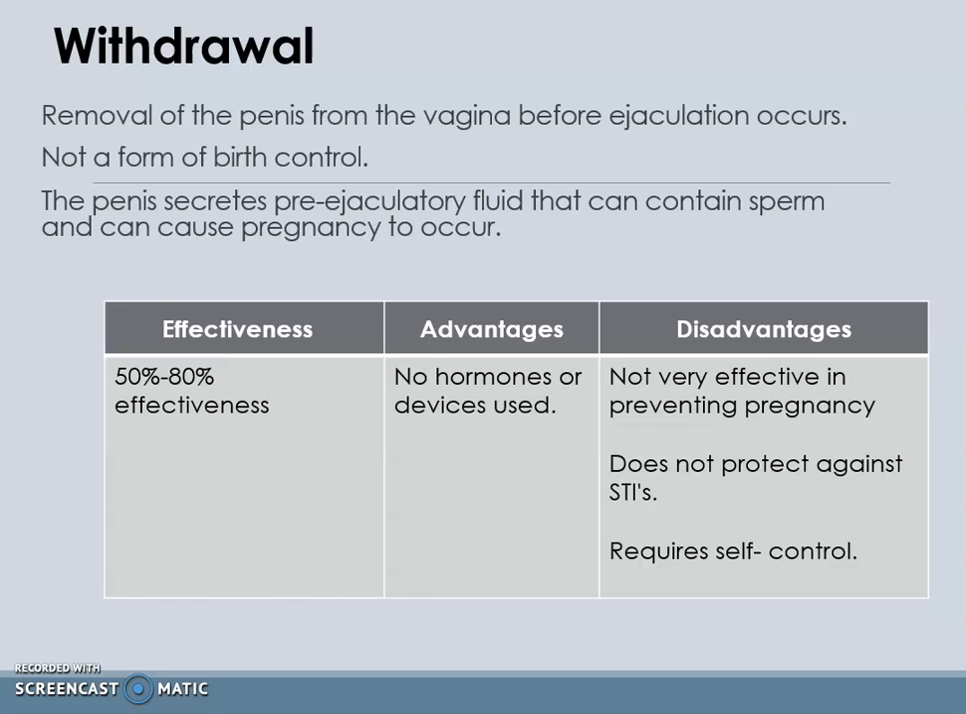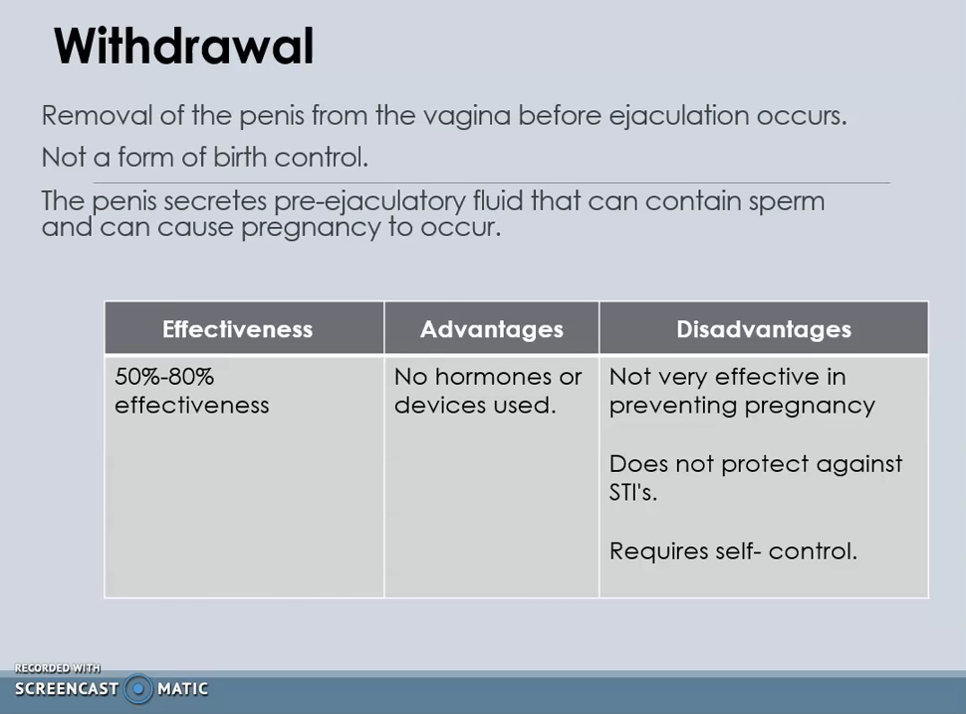The other method that fits into this is withdrawal, which is just removing the penis from the vagina before ejaculation occurs. This is not a form of birth control. The penis does secrete pre-ejaculatory fluid that can contain sperm and can cause pregnancy to occur. The effectiveness is only 50 to 80%. It's literally like flipping a coin. Are you going to get pregnant? Or are you not? The advantage is that there's no hormones or devices used.